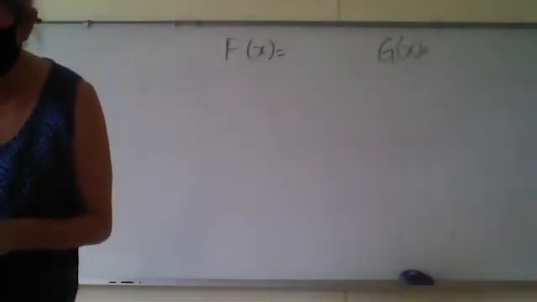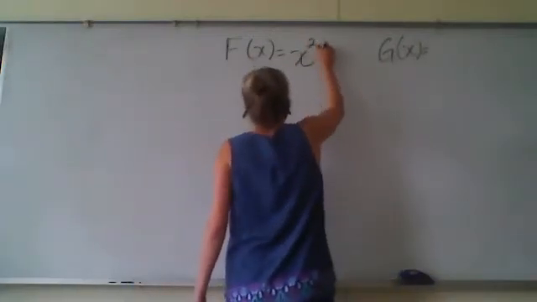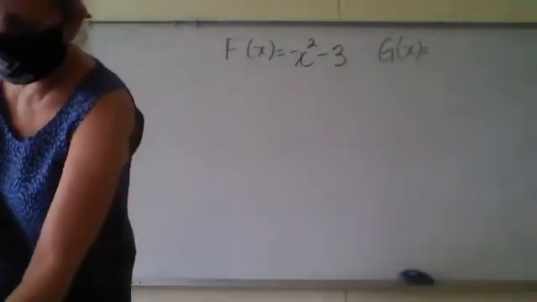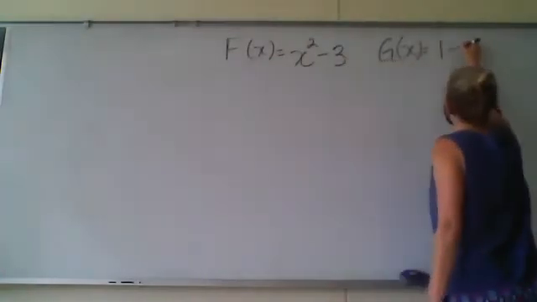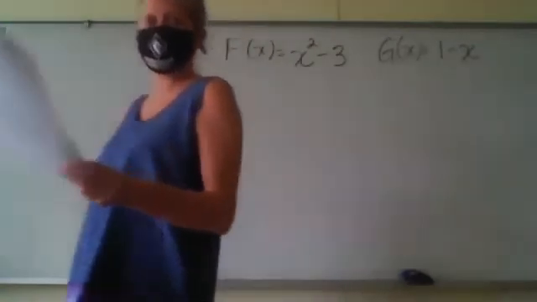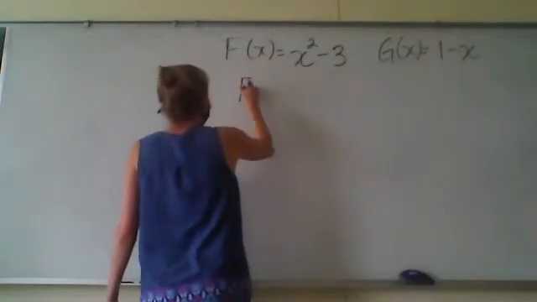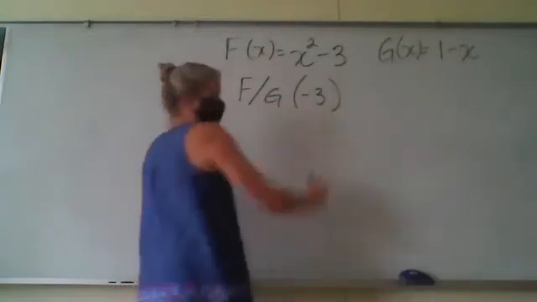All right, 13. F of x is x squared minus 3. G of x is 1 minus x. And it wants me to find f over g of -3. So f over g of -3.